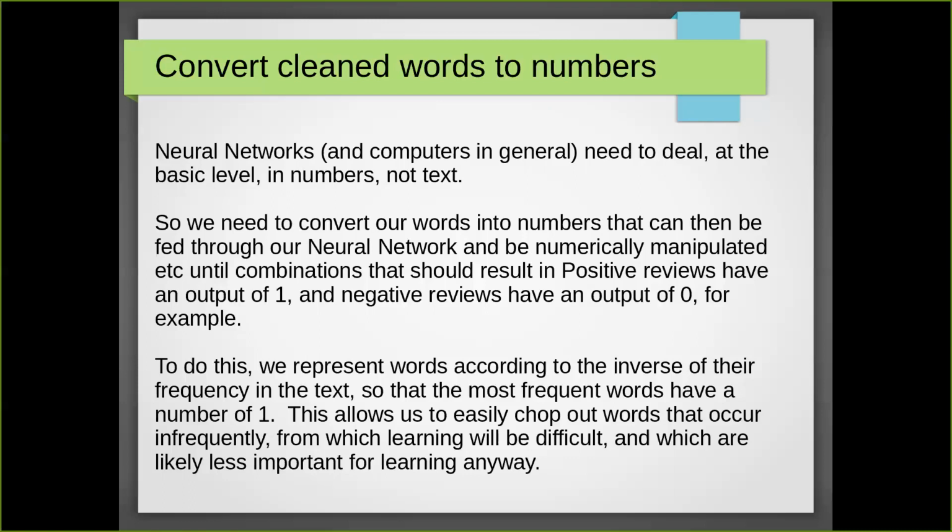however many most frequent words we judge, and we can change that number. But if we have the words represented as numbers so that the lowest numbers represent the most frequent words, that allows us to easily chop out and set our threshold. So if we want to say, okay, we only want to look at the 10,000 most frequently used words, then any words that have a number of more than 10,000, we can just remove them. So it makes it easy for us to determine what that threshold should be.